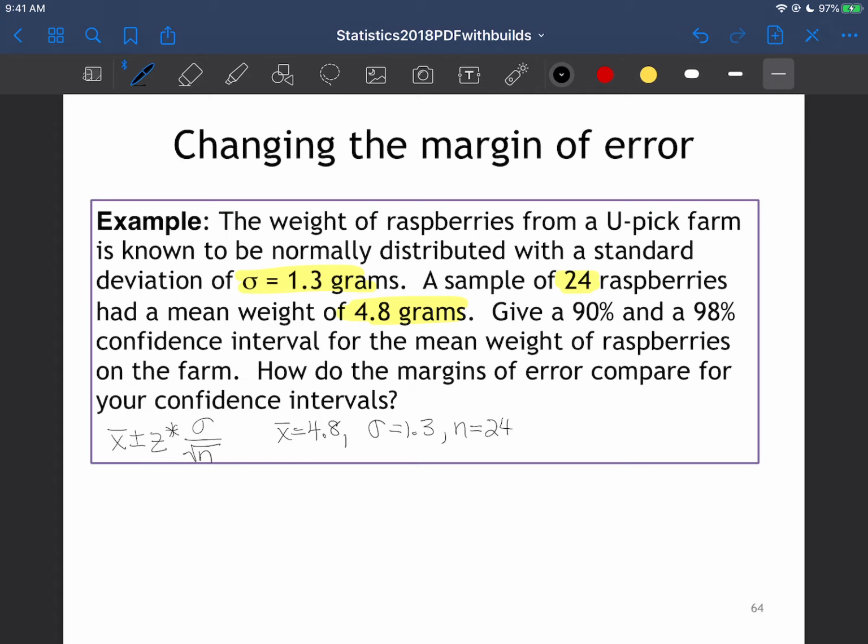All right, so for a 90% confidence interval, well, that's one in my table. What's the z star, or the critical value for a 90% confidence interval? It's 1.645. Okay, so what should I do? I'm going to take 4.8 plus or minus 1.645 times 1.3 divided by the square root of 24. All right, that's going to give me a lower bound and an upper bound. I'm going to plug all that into my calculator.